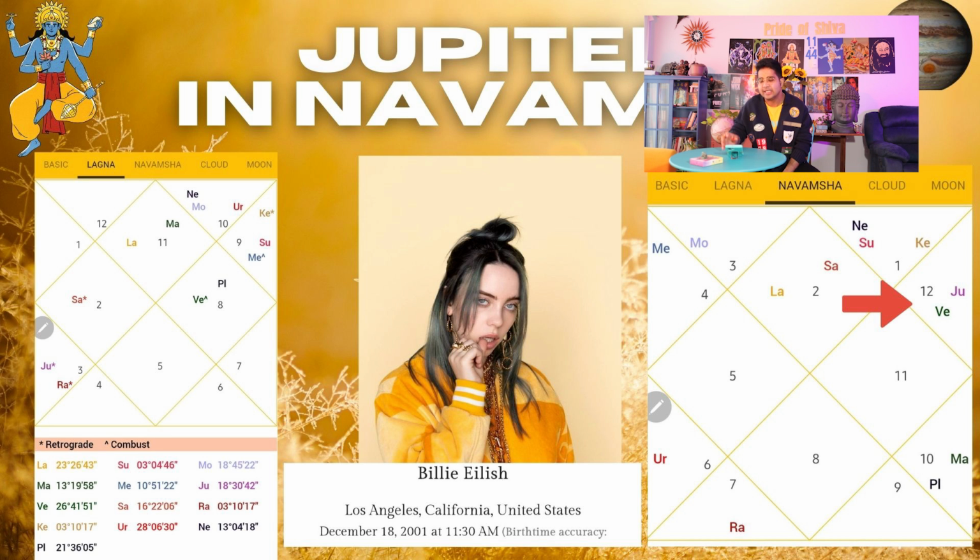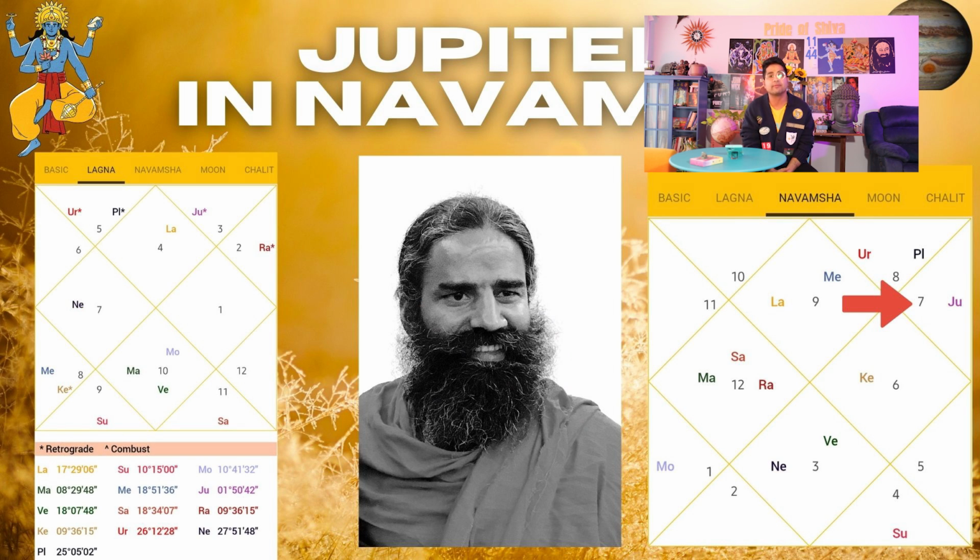So you can fairly see this kind of gifts which Jupiter is bestowing in her life. Now guys, the second celebrity chart which we will study today is of Baba Ramdev. He is a very revered, very respectable yoga guru from India. He actually brought a reform, or I would say a revolution, in the way people see yoga.